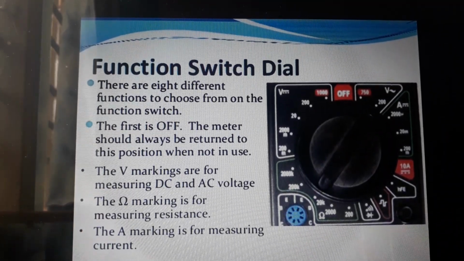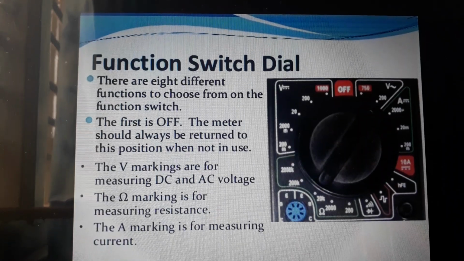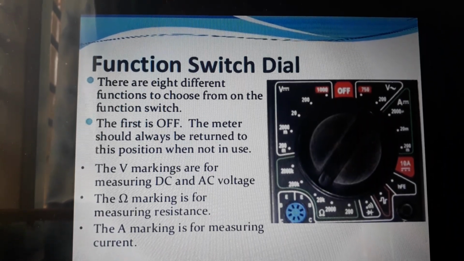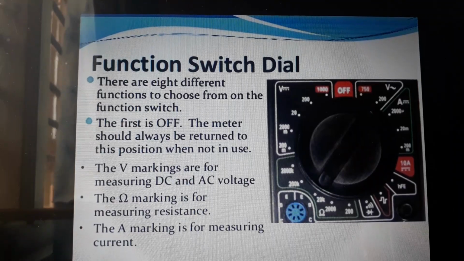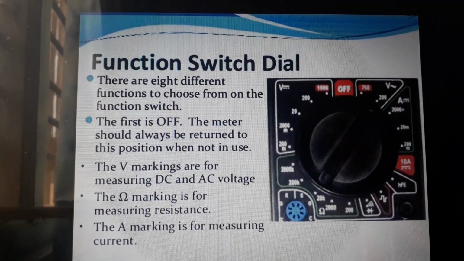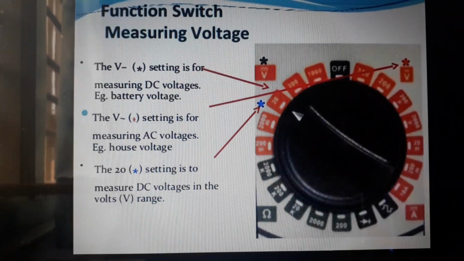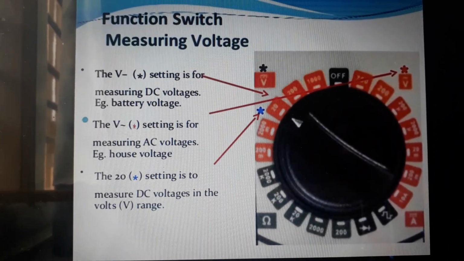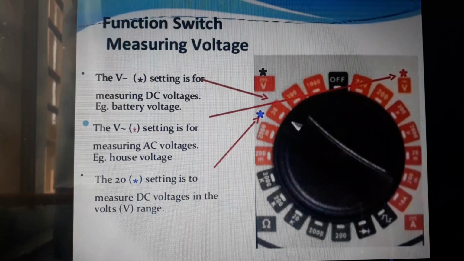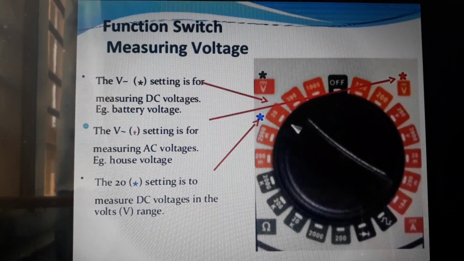This is the function switch dial. The switch dial is to be set for various purposes: for measuring voltage, for measuring current, for measuring resistance. Next, the function switch for measuring voltages. Let us come by part.